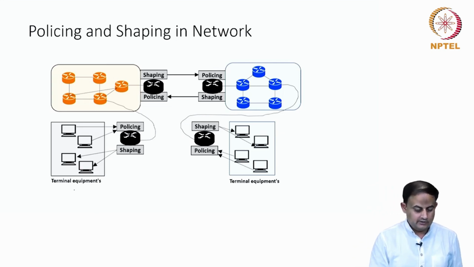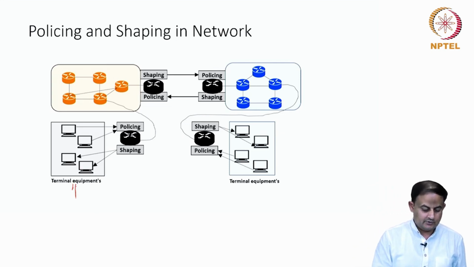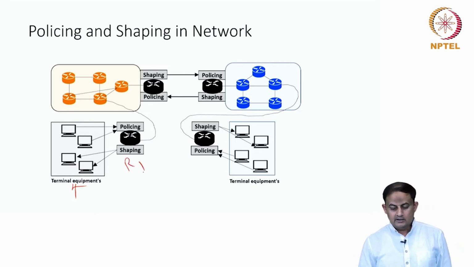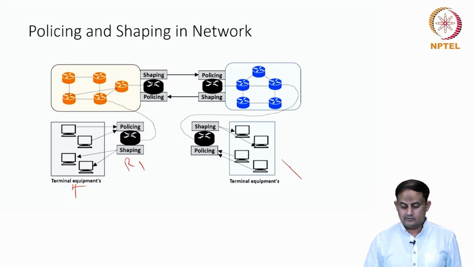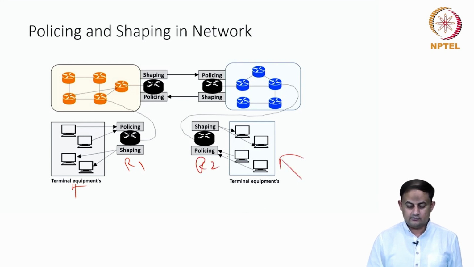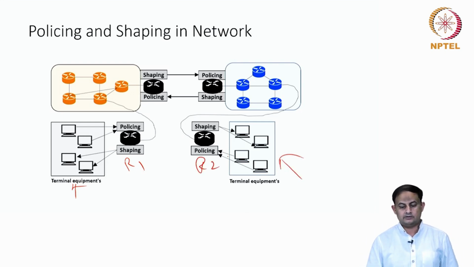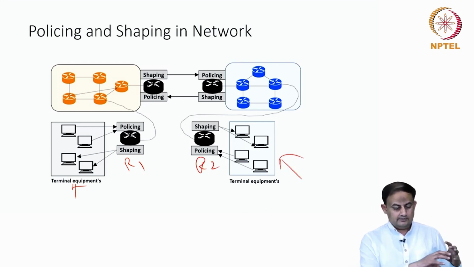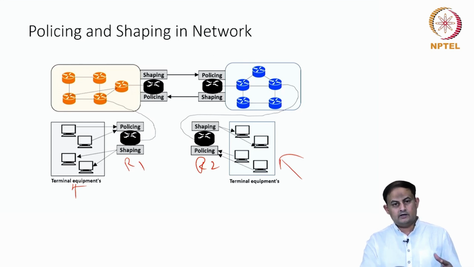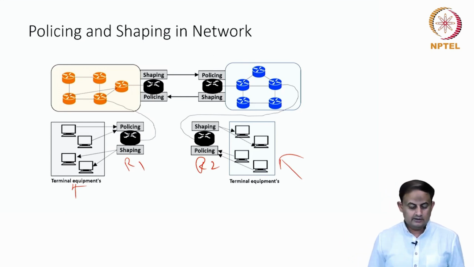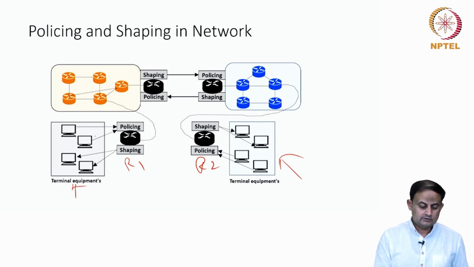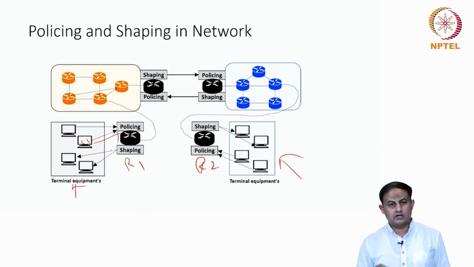What you see on this diagram is a bunch of computers connected to this router. Let me call this router R1, and a bunch of computers on the right hand side connected to this router. Let me call this router R2. Any computer on the left hand side transmitting packets to some computer on the right hand side goes through router R1. Let me call this computer C1; C1's traffic is arriving at the router R1.